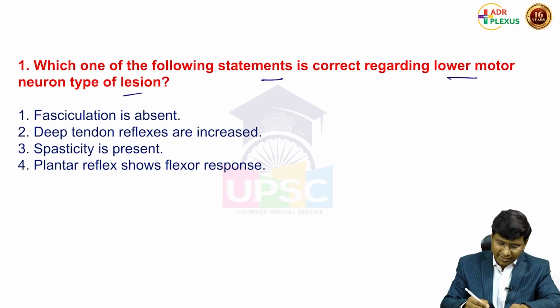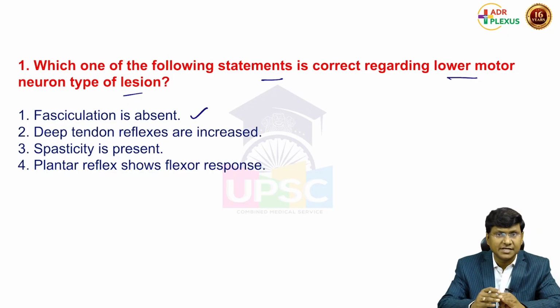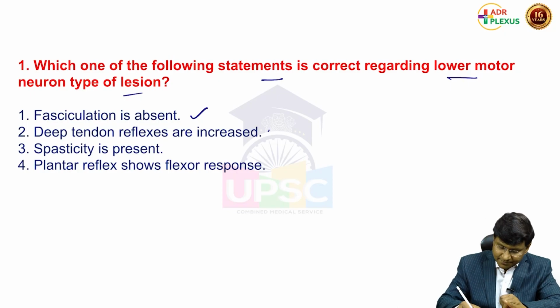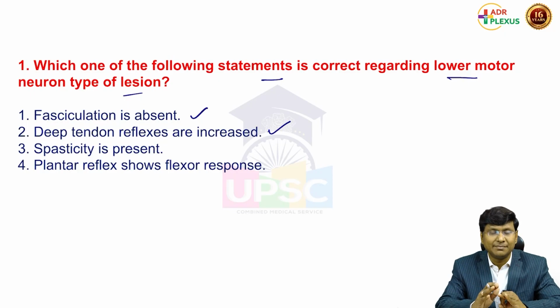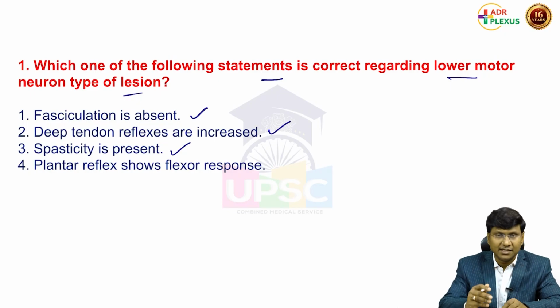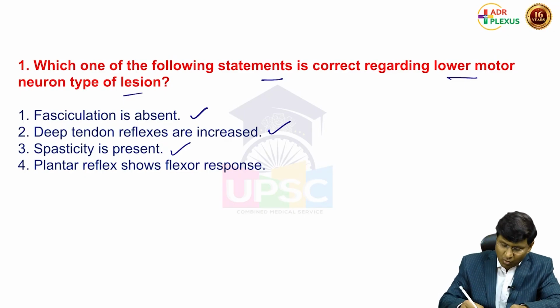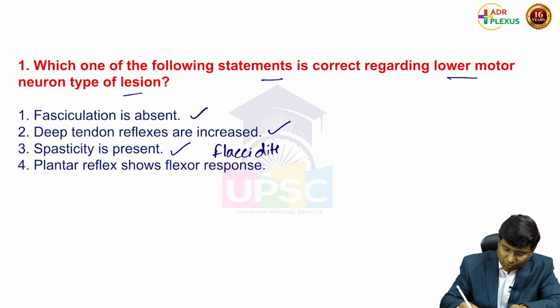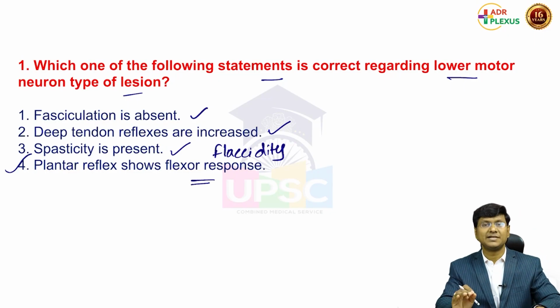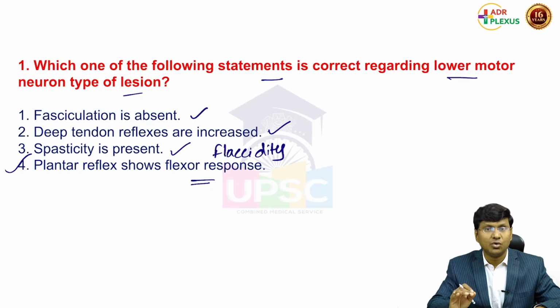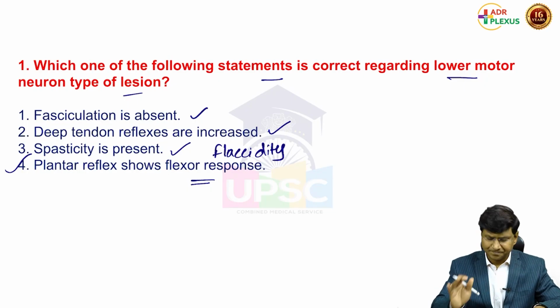In a lower motor neuron lesion, fasciculations are present. They are pathognomonic of LMN palsy or LMN lesion. The deep tendon reflexes are completely absent in the lower motor neuron type of paralysis. And the tone is not increased, so you don't have spasticity. What you will have is flaccidity. Then what is the true statement? The plantar reflex shows the flexor response. That is a true statement in the lower motor neuron type of lesion.